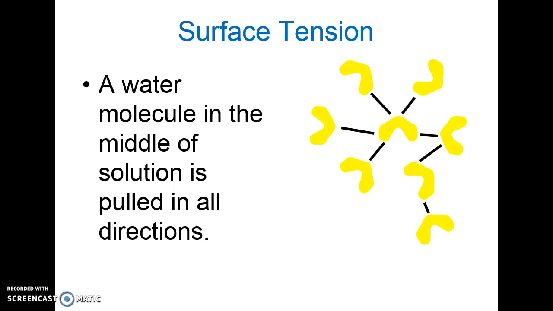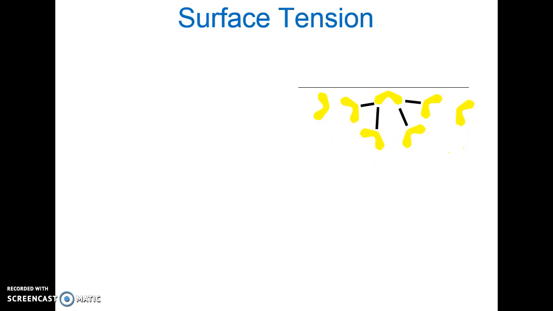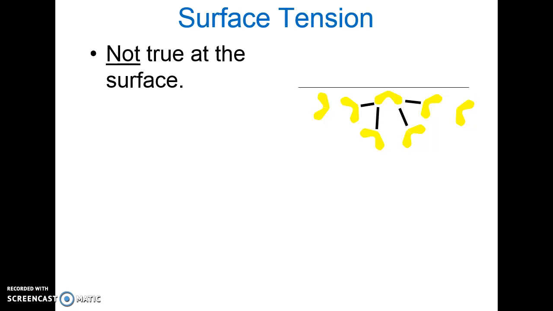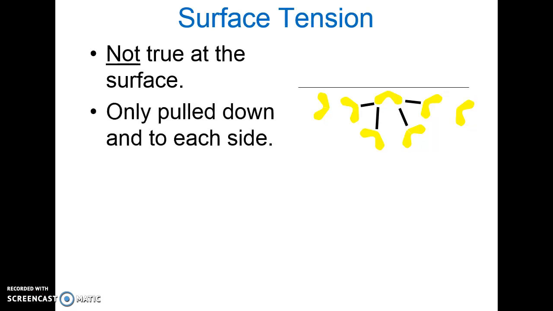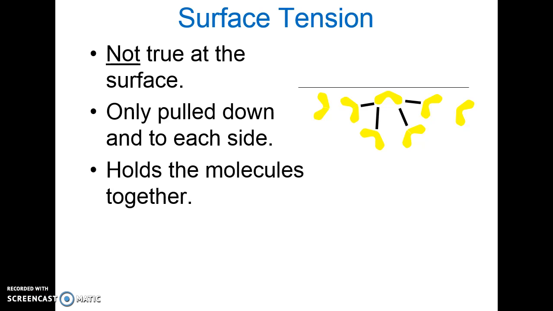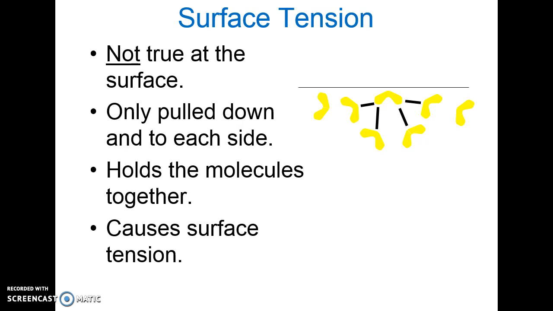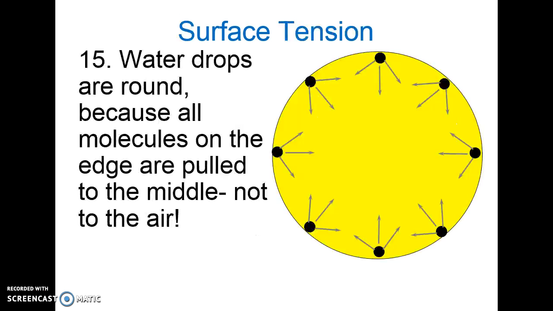A water molecule in the middle of solution is pulled in all directions, but that's not true at the surface of the water. It's only pulled down and to each side, and it holds those molecules together, and it forms kind of a skin, which causes this surface tension to happen. All right, why are water drops round? Because all molecules on the edge are pulled to the middle and not pulled into the air.